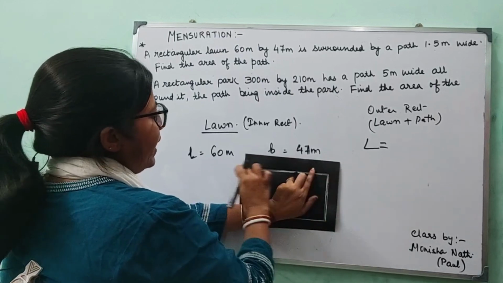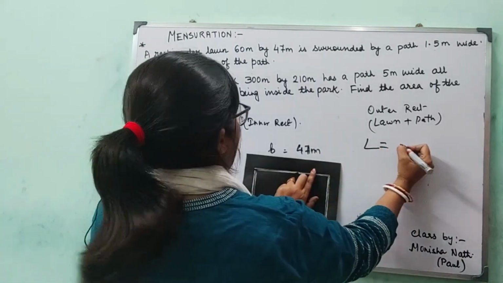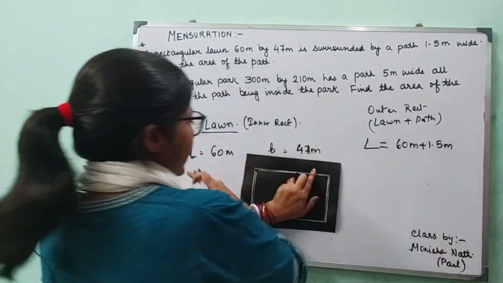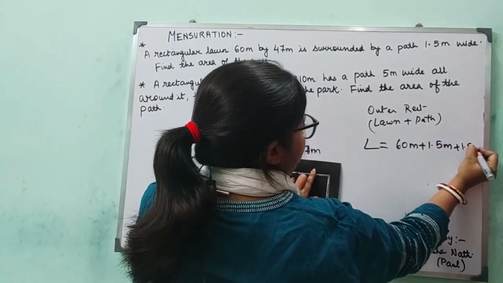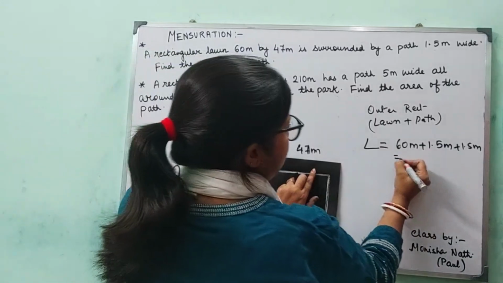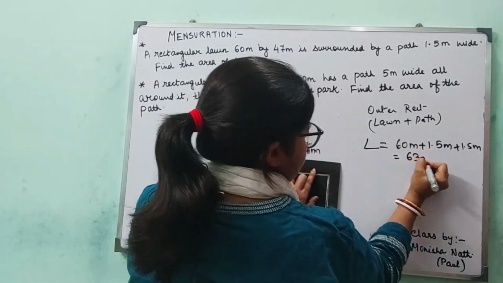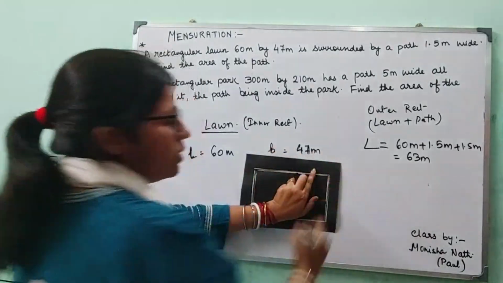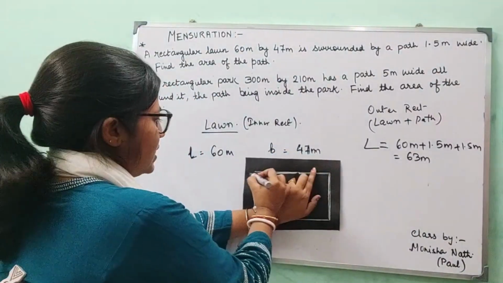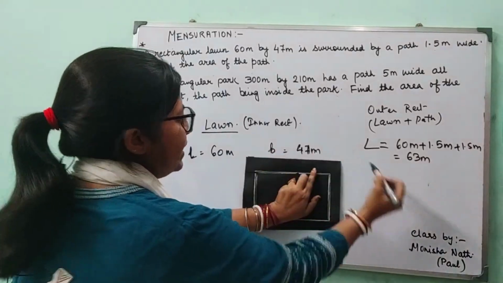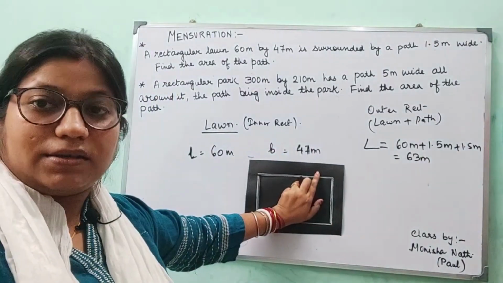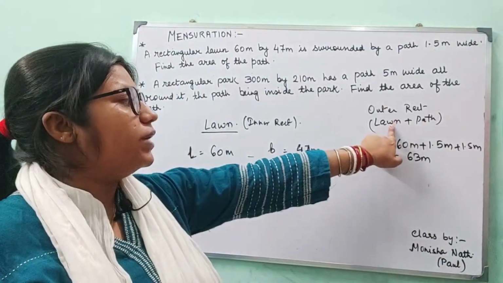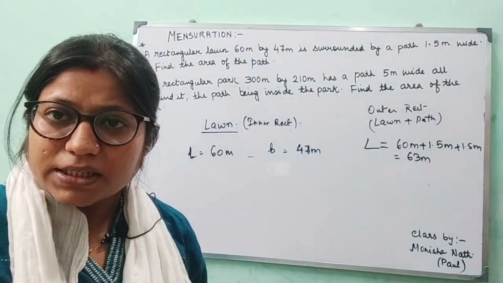So as a result I am getting this length, that is 60 meter, 1.5 on the left side plus 1.5 on the right side. So this is actually 60 plus 3, 63 meters. Now this length and this length are parallel. Whatever is this length, same is this length. So the length of the outer rectangle, including the lawn and the path, is 63 meter.